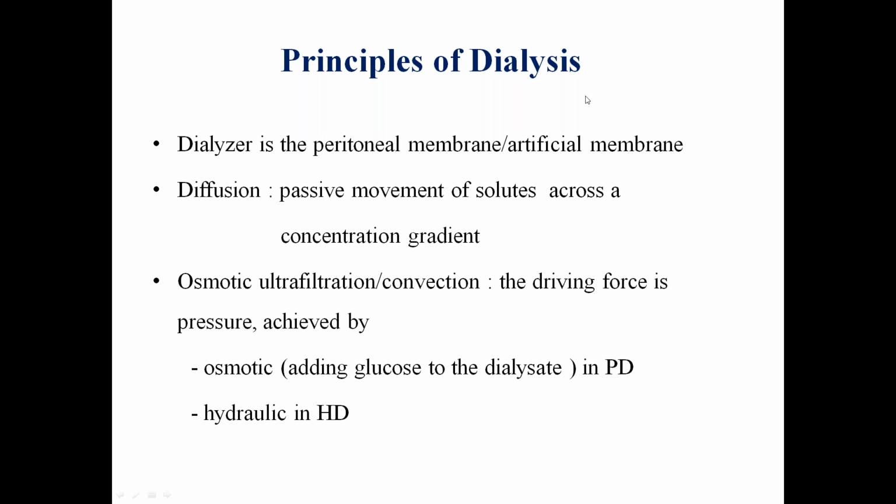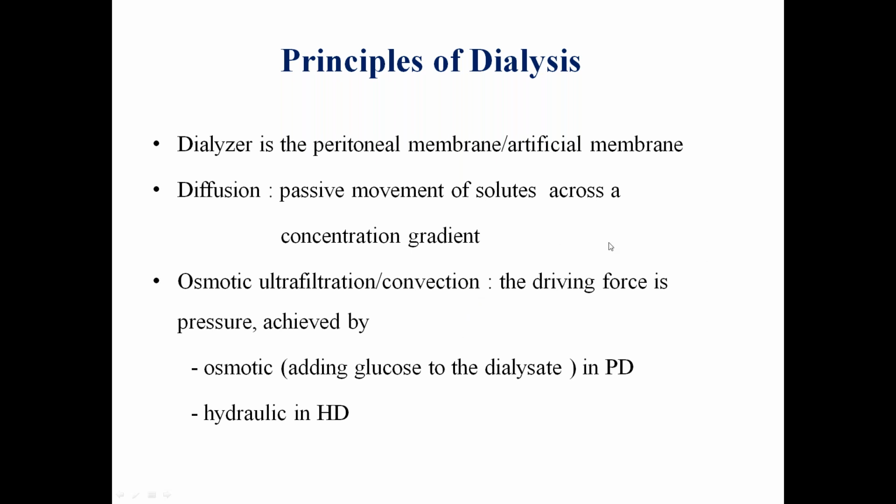If you look at the principles of dialysis, they are almost the same for both these modalities. The dialyzer is the peritoneal membrane in the case of peritoneal dialysis, whereas it's an artificial membrane in the case of hemodialysis. The major way of removing solutes is passive diffusion, which is passive movement of solutes across a concentration gradient. And by osmotic ultrafiltration or convection, we are removing the fluid.